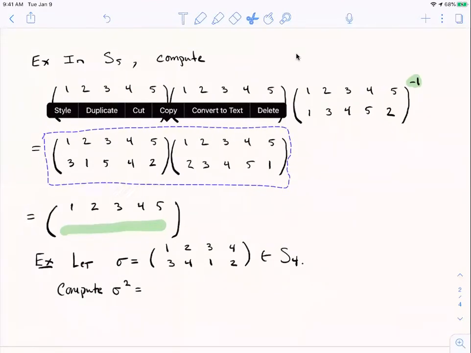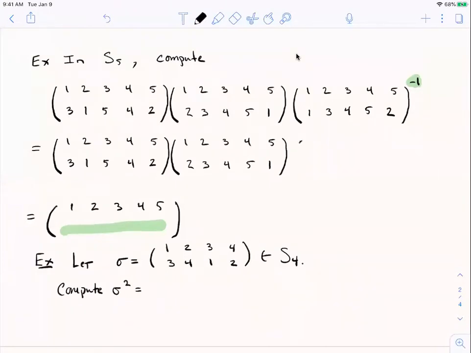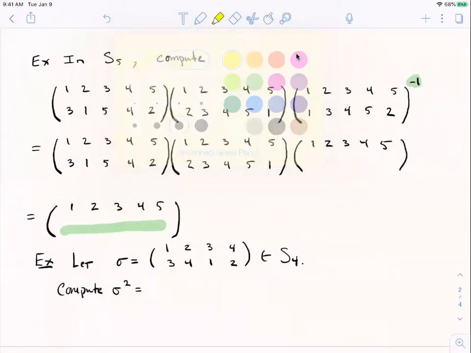And then, how do you write down the inverse of a permutation? I want to simplify this thing over here. So I'm just looking at this last permutation. Let me color it in yellow.